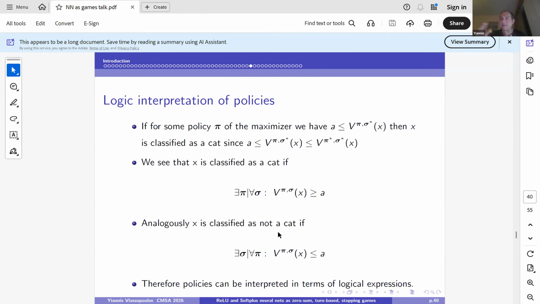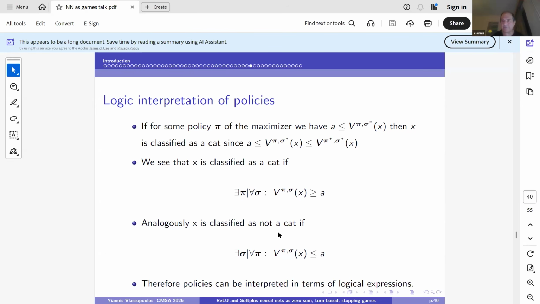So it's actually classified as a cat, because that value is smaller than or equal to the value we get with the optimal max policy pi star. Therefore, this guarantees that it is in the category cat. We can re-express this in the following way: there is a policy pi such that for any policy sigma, the value of pi sigma is greater than or equal to a.